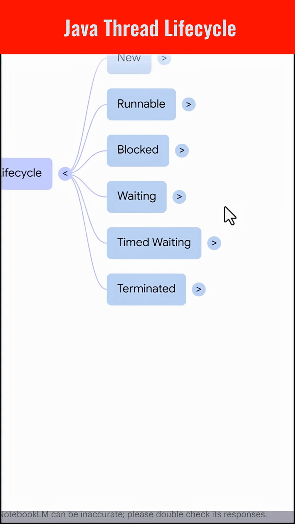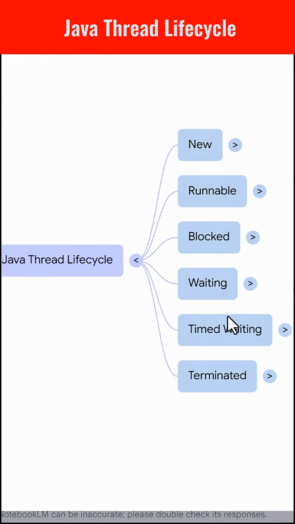And that is the entire Java thread lifecycle explained in under 3 minutes. Understand these states and multi-threading becomes much easier to reason about and debug.